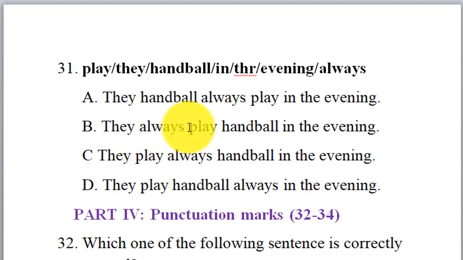They always play. Interesting. Yeah, they always: subject, frequency, action verb, object, and time adverb. So they always play handball in the evening. Very clear, which means we dealt with the question in an easy way.